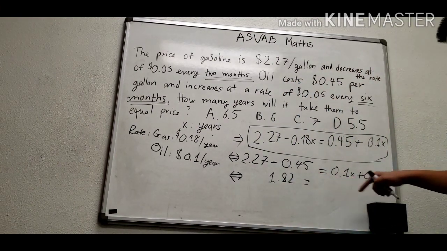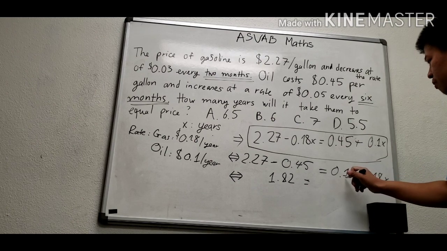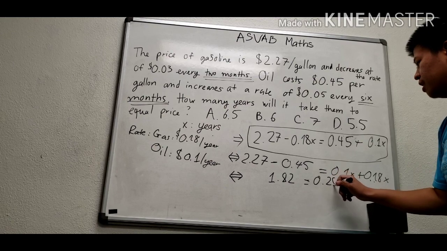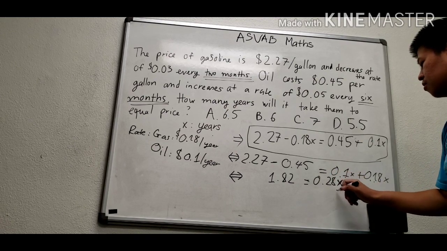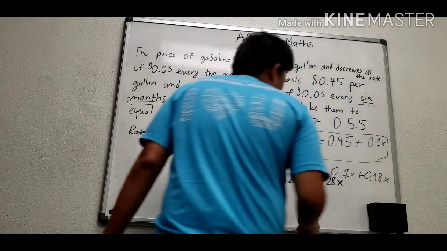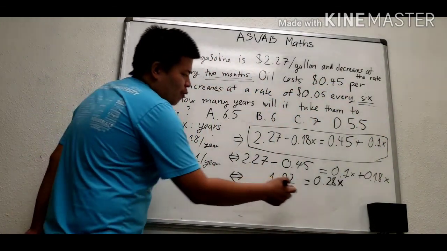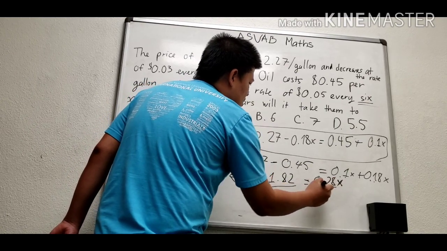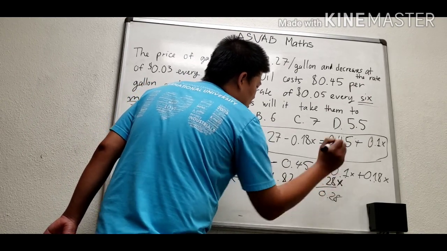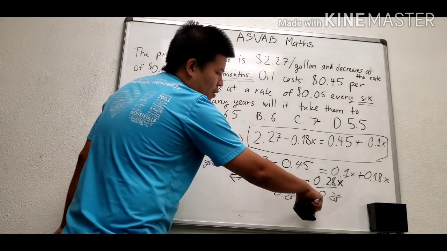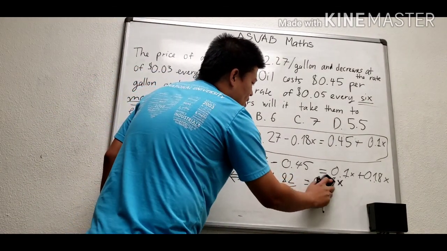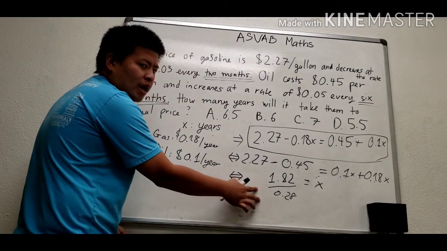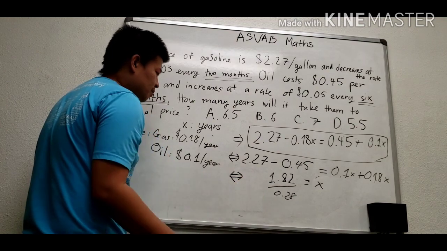This one, the two numbers, they will sum together. That is so simple because we have 0.1 and 0.18, so that's about 0.28s. So the final, that's it, we divide both sides with 0.28. This one with 0.28. If we divide like that, we can eliminate this one.